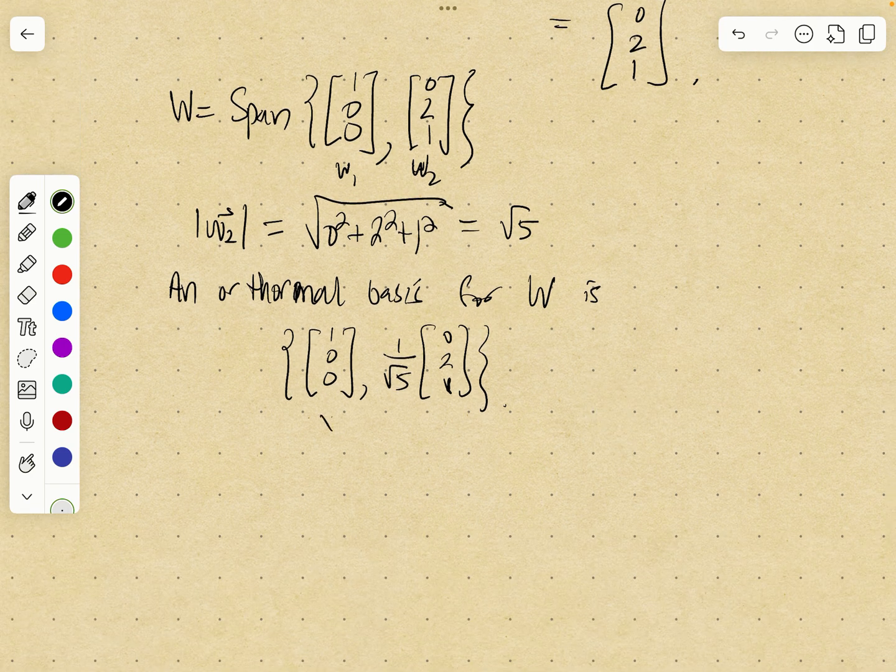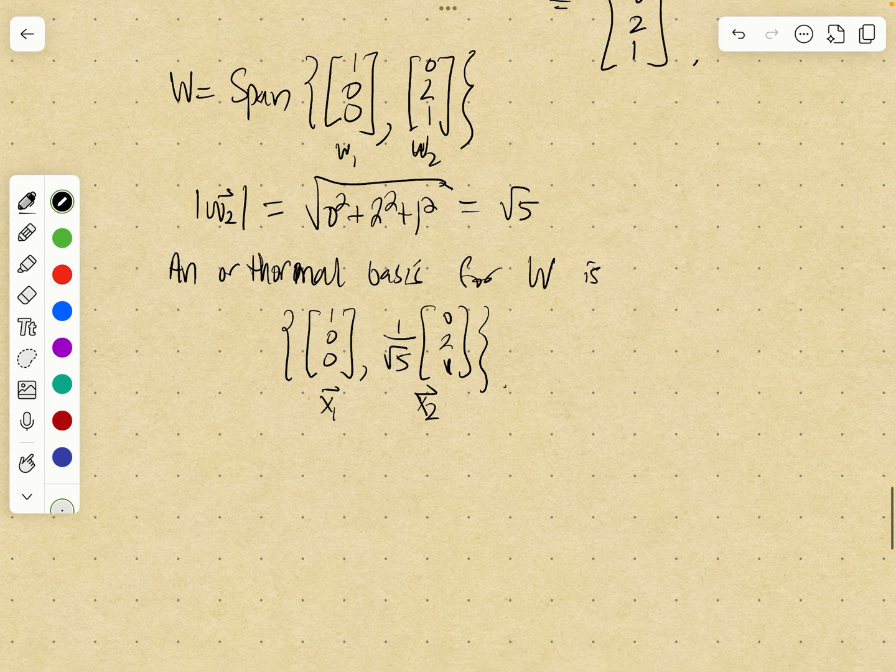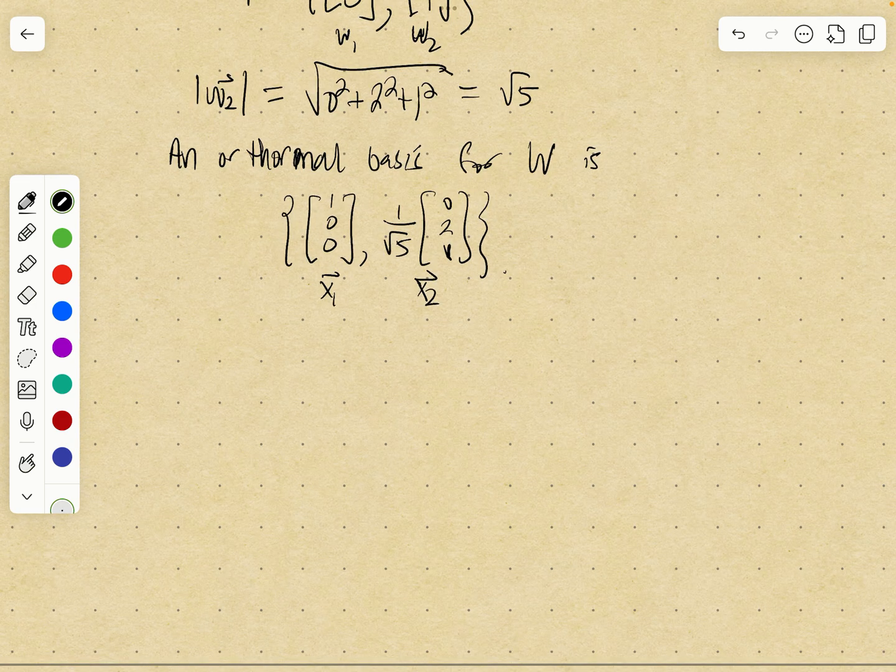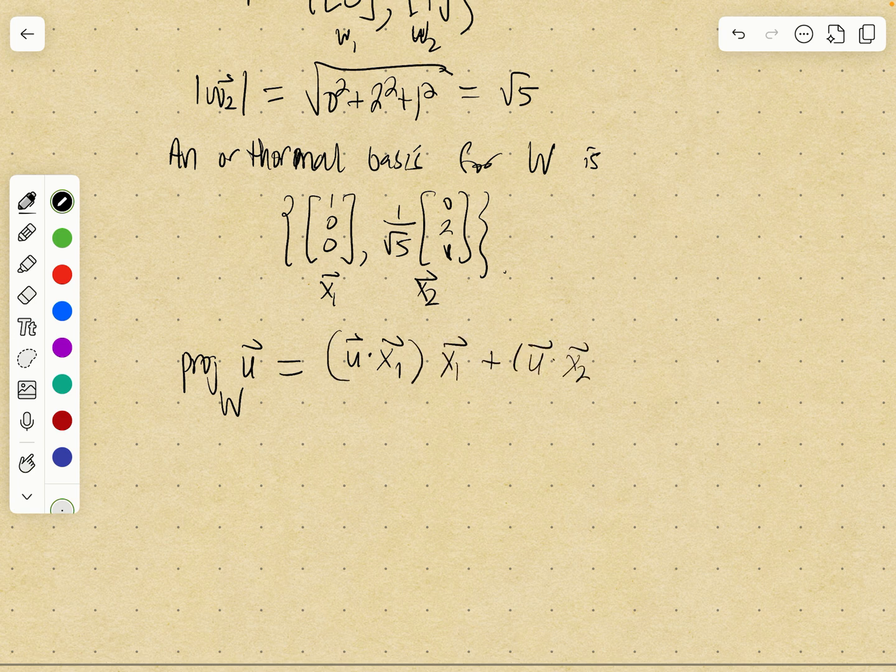So let's call these vectors x1, x2. Now we want to project U onto W, and we found that that's going to be U dot x1 times x1 plus U dot x2 times x2, because x1, x2 is orthonormal.